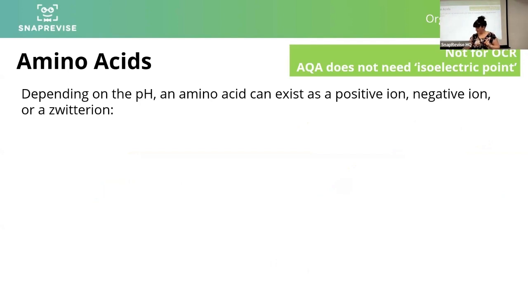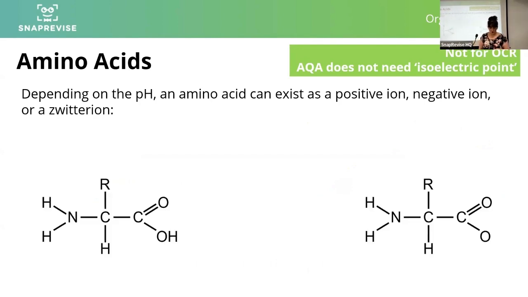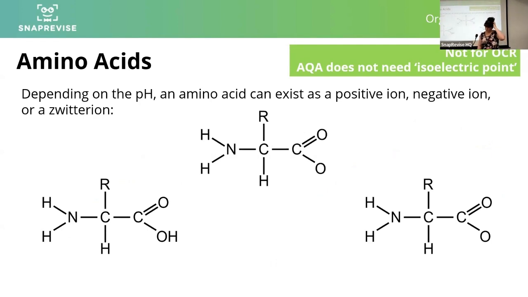Okay, so amino acids. Depending on the pH, an amino acid can exist as a positive ion, a negative ion, or what's called a zwitterion. Now, this is where there's a little bit of discrepancy. So OCR, I don't think you cover acids and pH at all. Apparently AQA doesn't need to use what we're going to term as the isoelectric point in a minute. So how does this work? Let's have a look.